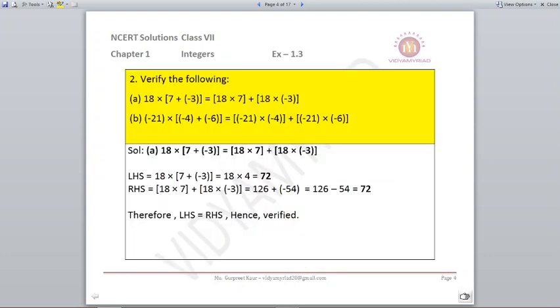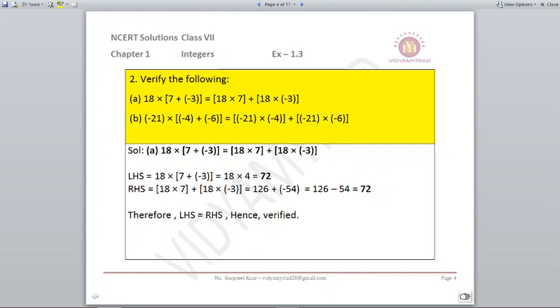Question number 2, verify the following. You have left hand side and right hand side, so you need to solve taking care of the signs and the properties. You have 18 into, in bracket, 7 plus of minus 3. What is plus of minus 3? Minus 3. What is 7 minus 3? 4. So 18 multiplied by 4 is 72.